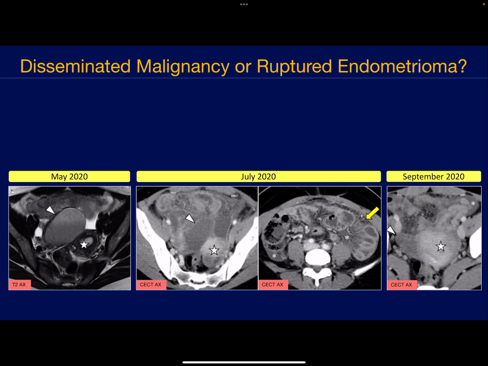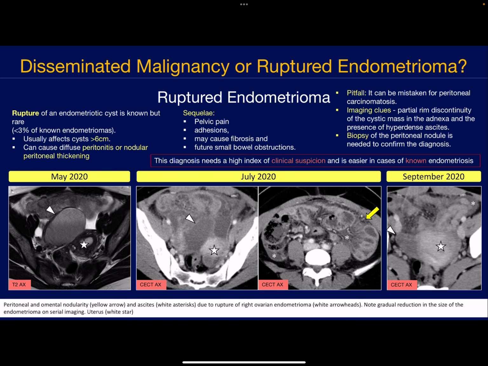Here we have a patient with a right adnexal cyst with ascites and extensive peritoneal and omental nodularity. Is this disseminated malignancy? Note the gradual reduction in the size of the endometrioma on serial imaging. This is a case of ruptured endometrioma mimicking peritoneal carcinomatosis. Rupture of an endometriotic cyst is rare, with cysts larger than 6 centimeters more prone to rupture. Imaging clues include partial discontinuity of the rim of the adnexal cystic mass and hyperdense ascites.